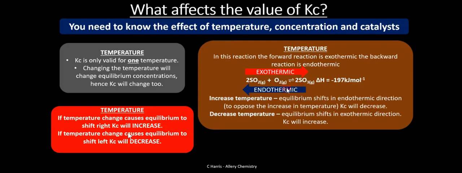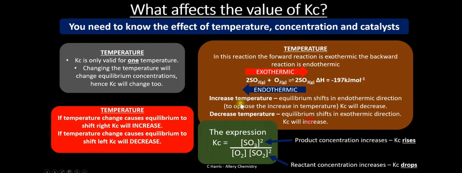Why? Because the reaction is now going this side. We form fewer of the products. Remember, Kc is the proportion of products over reactants. And a decrease in temperature, the equilibrium will shift in the exothermic direction, and Kc will increase. So generally, you would want to increase your Kc in order to form more of the products. So just remember that temperature is the one that affects your Kc.